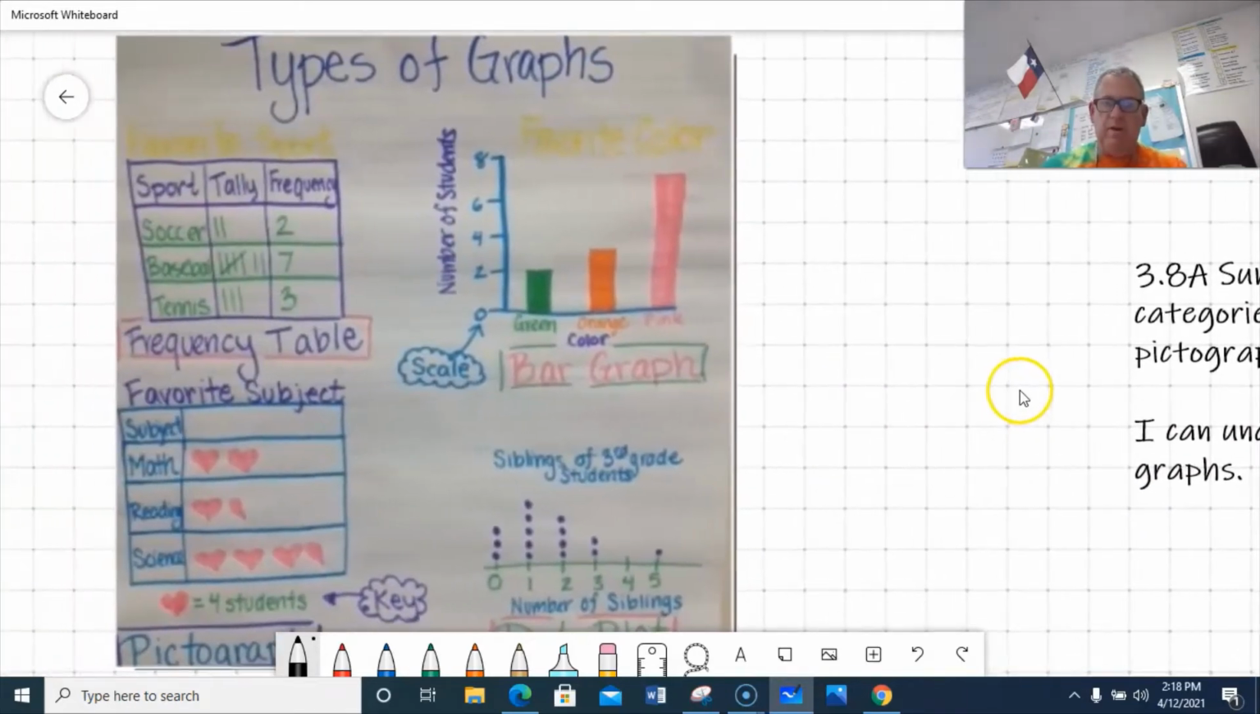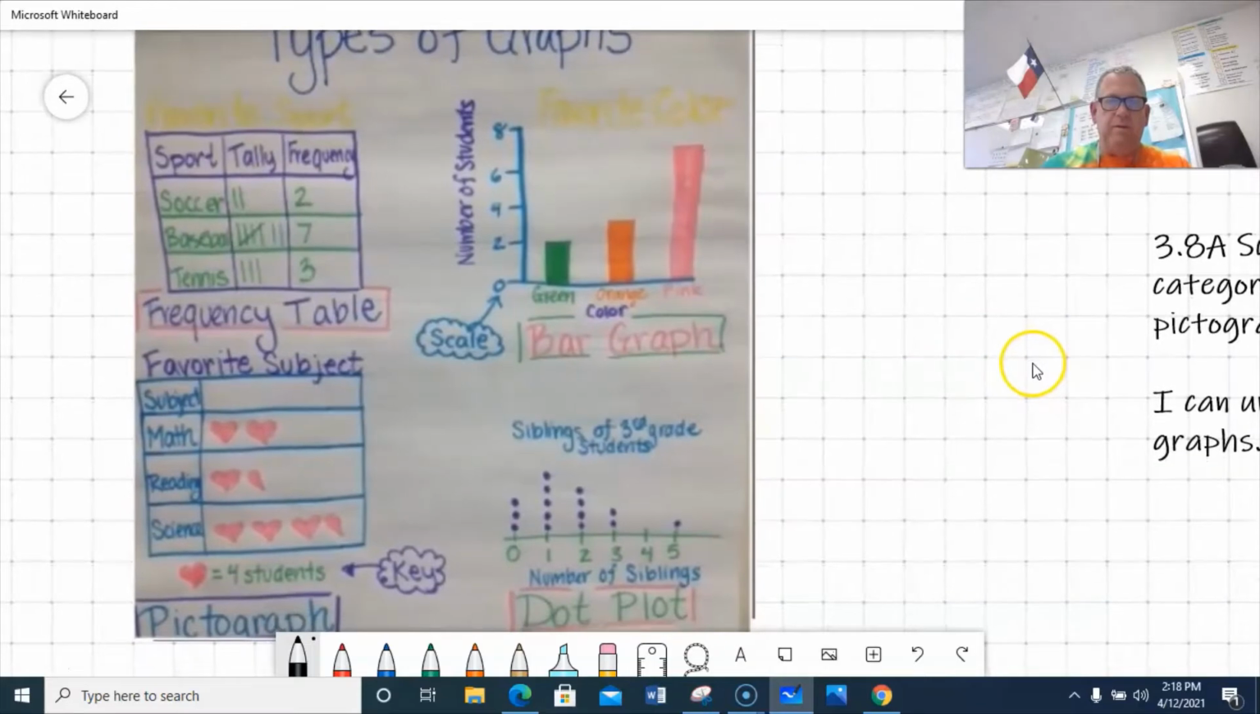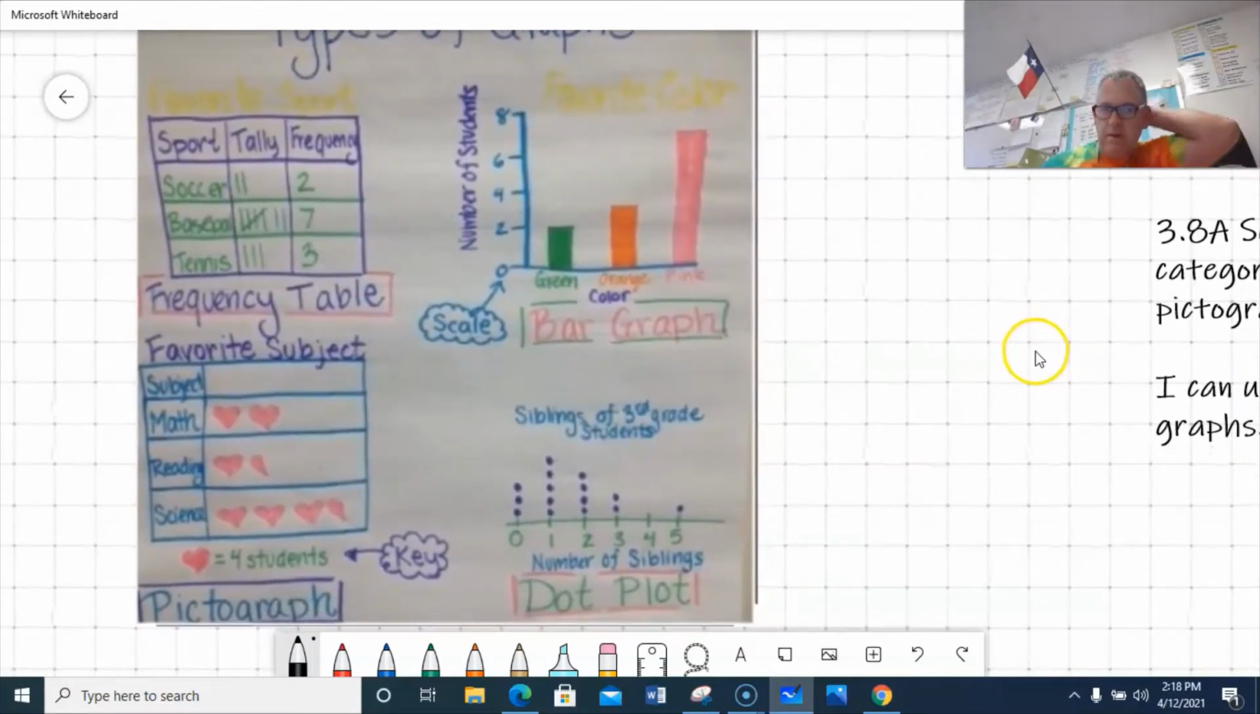Go over here and look at this anchor chart, and we'll talk about some of the vocabulary that we need to know. We said frequency tables. We usually use tally marks to collect data, and then we write the frequency right here in the next column, and that's a frequency table.